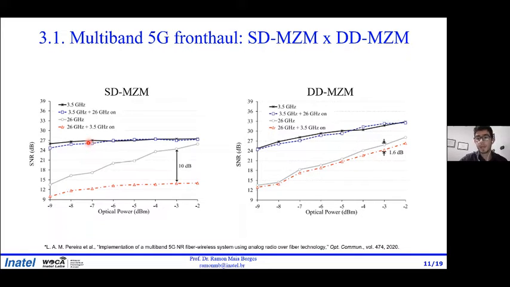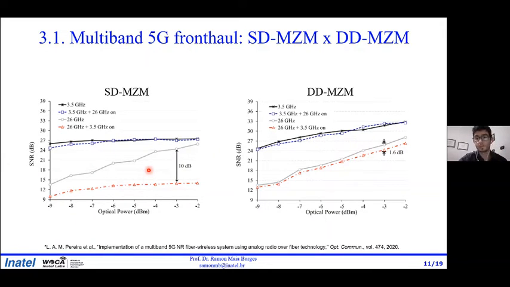Next, we turn the 26 gigahertz RF-driven signal on, and we can observe that there was no negative impact on the 3.65 gigahertz SNR. So the coexistence scenario is okay. In a second moment, we make only the 26 gigahertz on, resulting in the gray curve for SNR.